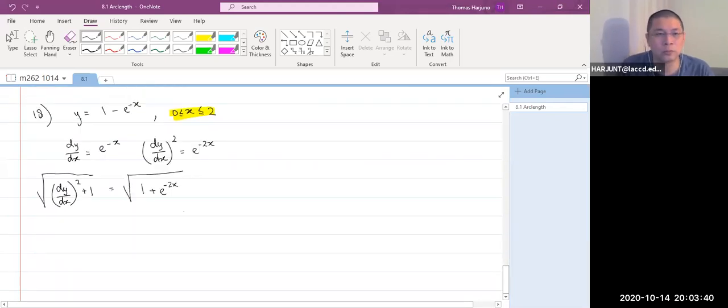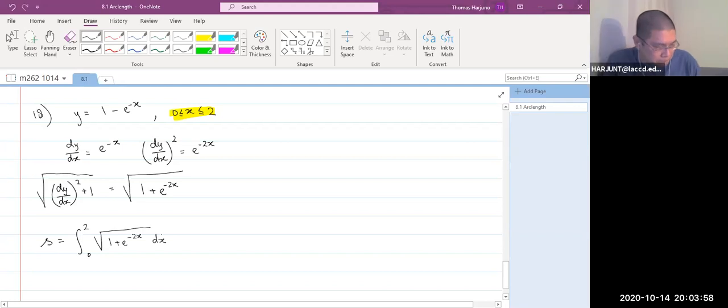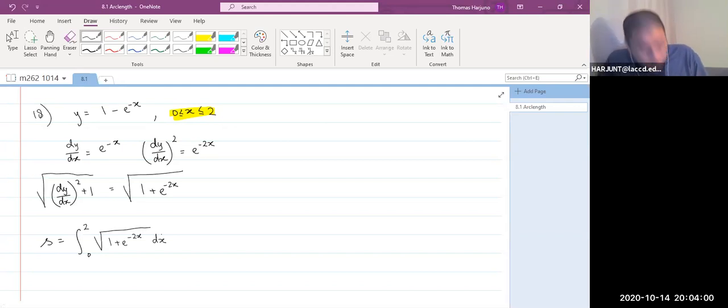So the arc length will be the integral from 0 to 2 of the square root of 1 plus e to the negative 2x dx. I wonder if we can integrate that. Do you know how to integrate that?